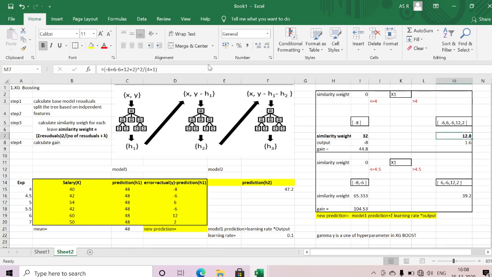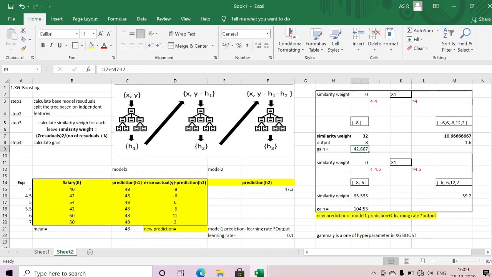Similarly we'll calculate the similarity weight for the second leaf. How many residuals do we have? We have 5 residuals: minus 6, 6, minus 6, 12, 2. These are the 5 residuals whole square, and this is my numerator. For the denominator, here we have 5 residuals, and lambda is 1. In a similar way I calculated, and I got the similarity weight as 10.